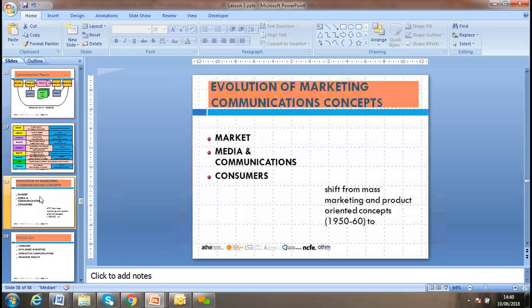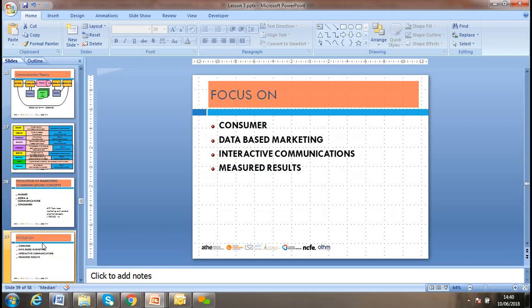Feedback in terms of we can review through our sales, through reviews and feedback. All these need to be evaluated, or we need to look at the communication, market, media, communication, and the consumer shift from mass marketing and the product-oriented concept in the 1950s to 60s. We are moving to more focus on consumer database marketing. Like Facebook, they're using the data for advertising. A lot of people are advertising on Facebook now. A lot of companies. So that is how we have shifted culturally.